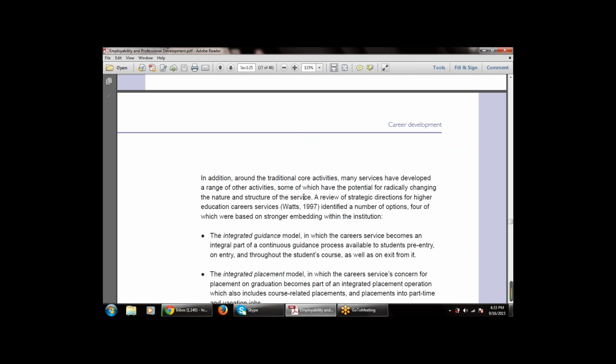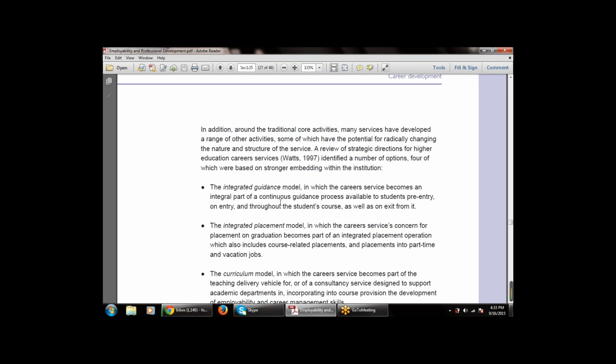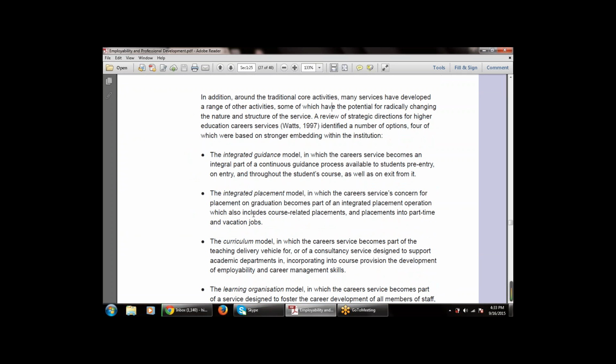And there are four models that are used for higher education career services. What are the four models? One is the integrated guidance model. Then the integrated placement model, then the curriculum model, and the learning organization model. These are the four models that provide strong embedding and coordination within the institution.